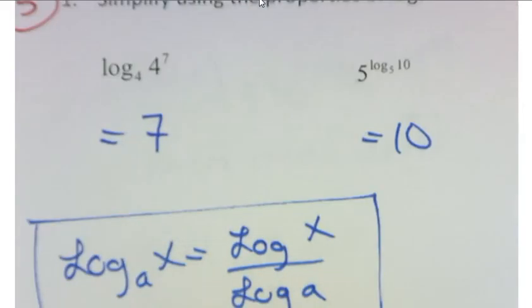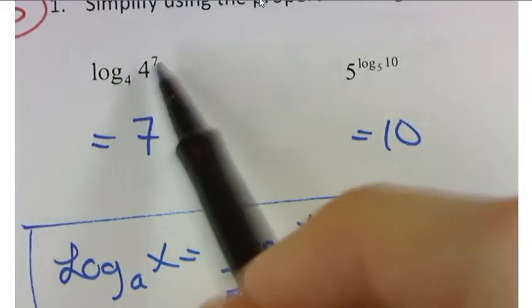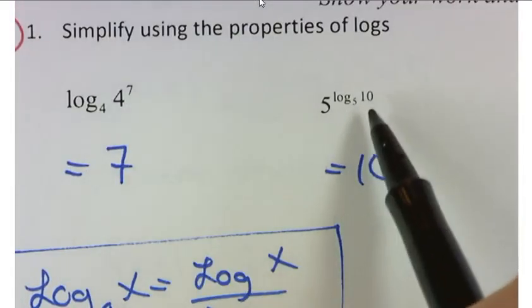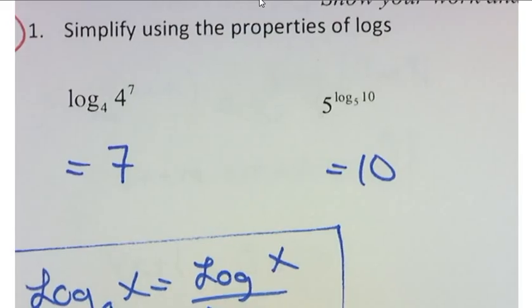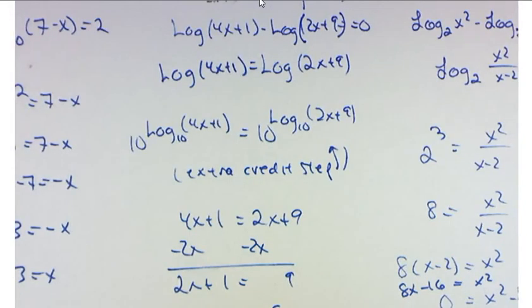Right on the first page, log base 4 of 4 to the 7. Those cancel each other out. You get 7. 5 to the log base 5 of 10, again, cancel each other out. You get 10. So those are only worth 1 point each, in case you're bummed that you didn't get them. Don't stress about it.